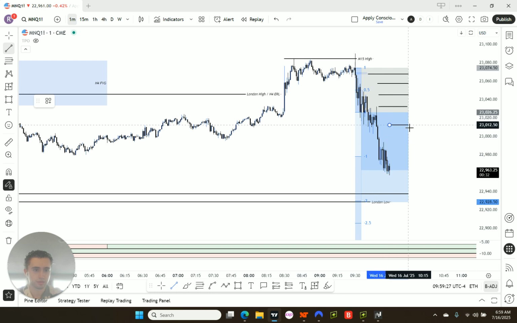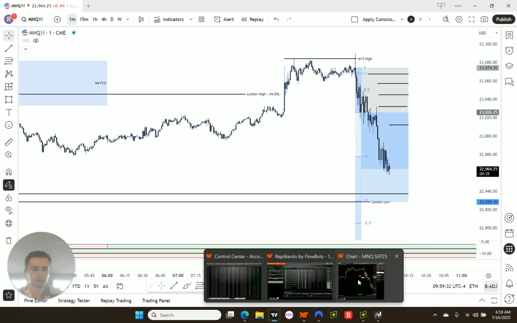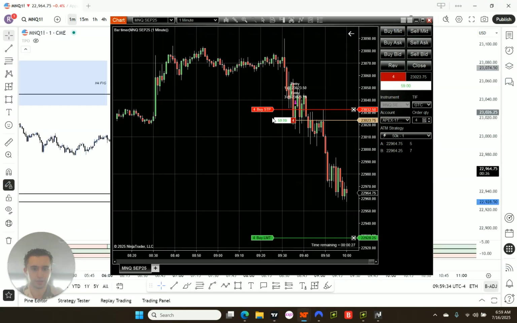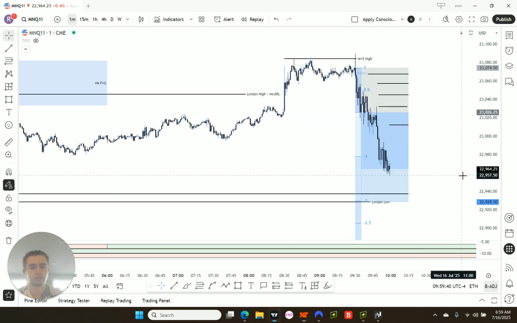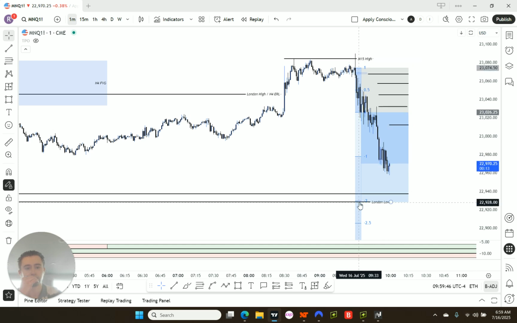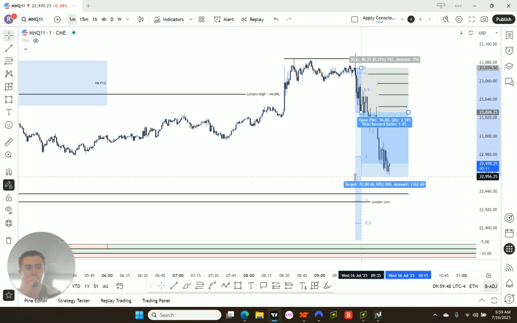The stop loss still is a bit aggressive, I feel like, but oh no, it's appropriate. What did that hit? That's not 1.5R. It's 1.4.